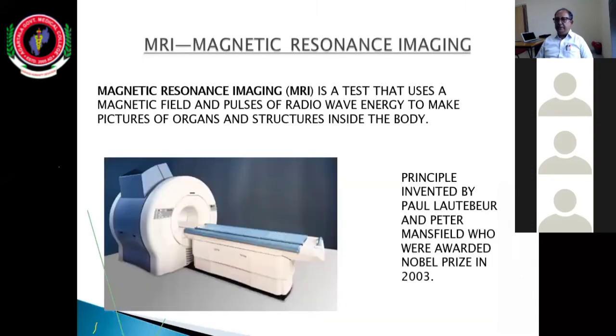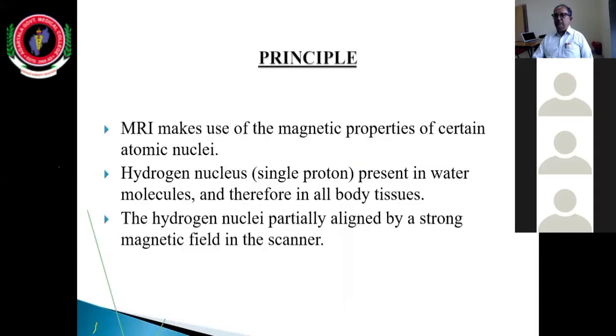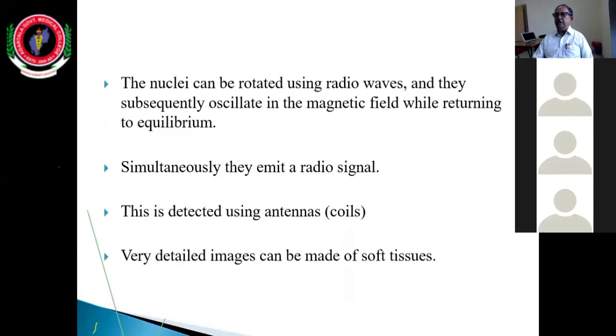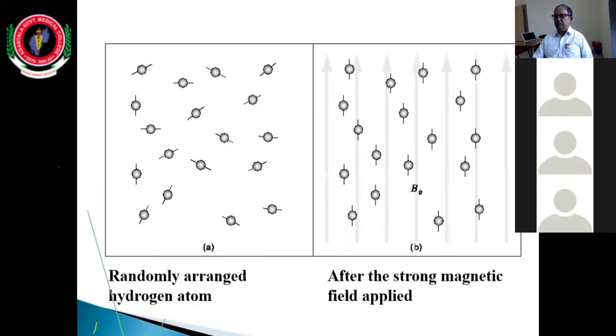Now come to the MRI. MRI means magnetic resonance imaging, which was invented by Paul Lauterbur and Peter Mansfield, who got the Nobel Prize in 2003. Now come to the basic principle of MRI. It's rather complicated.